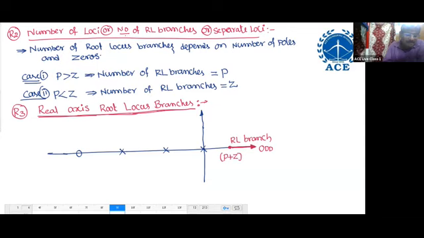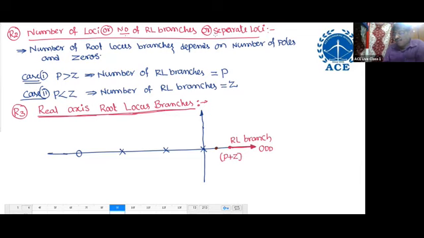Come on. Take a point, count right. Take a point here, count right. Odd or even? P plus Z, odd or even? Zero is even.